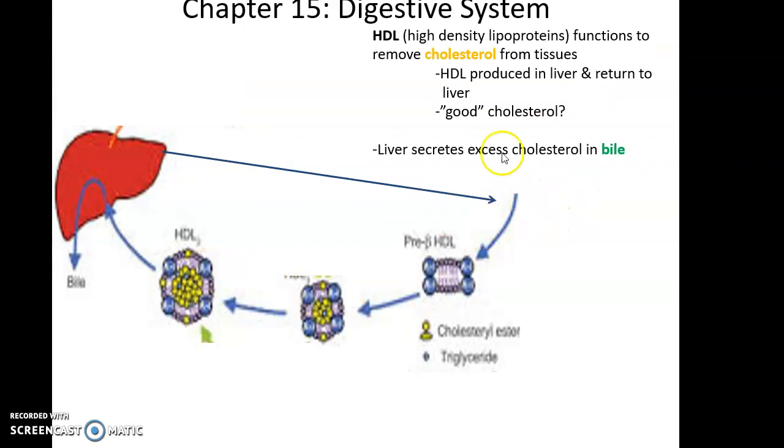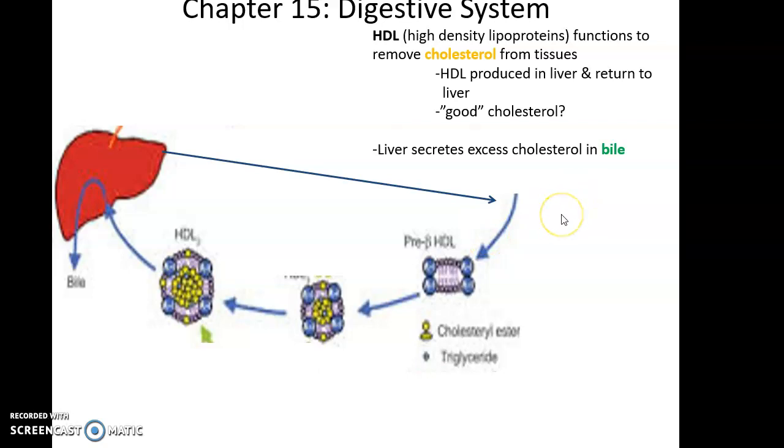And finally, after all that, we now have the high density lipoproteins, HDL. Its function is to remove cholesterol from tissues and take it to the liver. So the liver produces HDL proteins. They go out to the tissues and collect cholesterol and bring cholesterol back to the liver. So this is referred to as the good cholesterol because it is the removal of cholesterol from the tissues and taking it back to the liver. And then the liver will secrete the excess cholesterol in the form of bile.